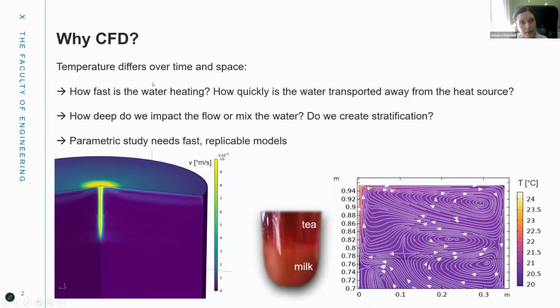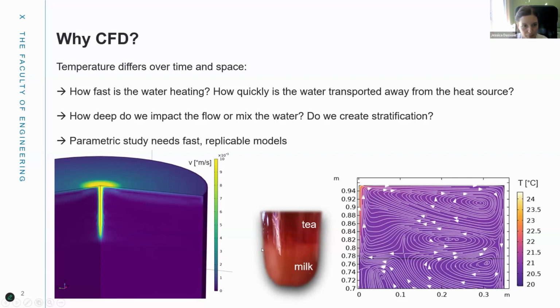So why should we bother with computational fluid dynamics? First of all, the temperature differs over time and space in our investigations, so it's very important to learn how fast we heat the water in our experiment. That means particularly how fast the hot water is transported away from our small heat source. And what we also like to study with the CFD is how deep we impact our mine water when heating the top of the shaft.